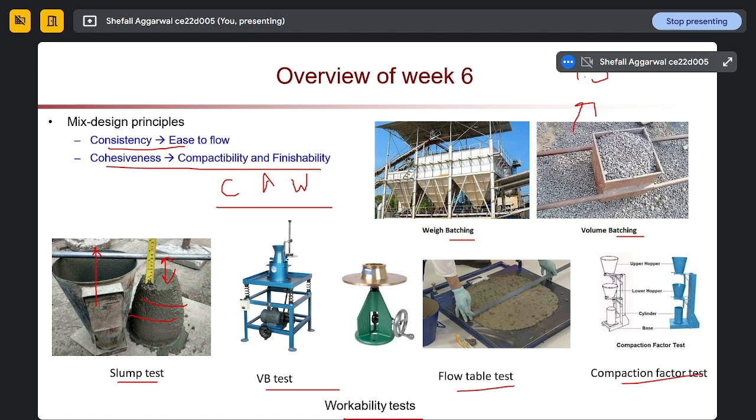Next thing is precast concrete. Precast concrete is concrete which is not cast on the site. It is cast in the industry, and then the different elements are taken to the site, and they are just joined together using different techniques.